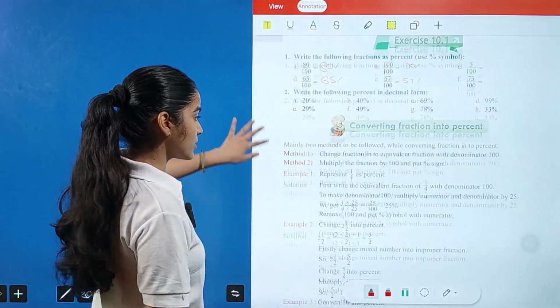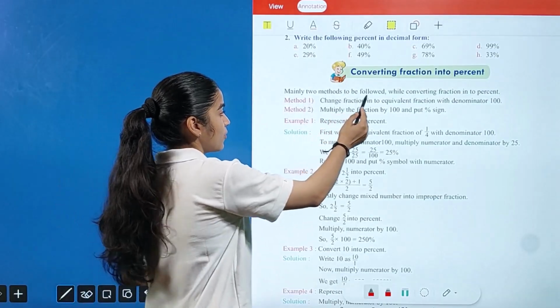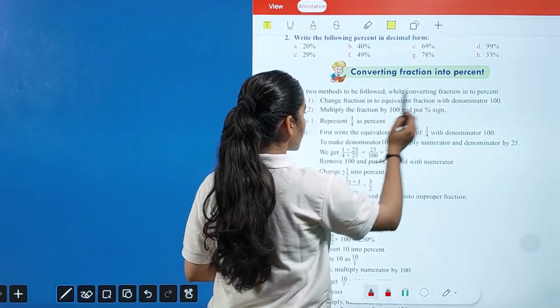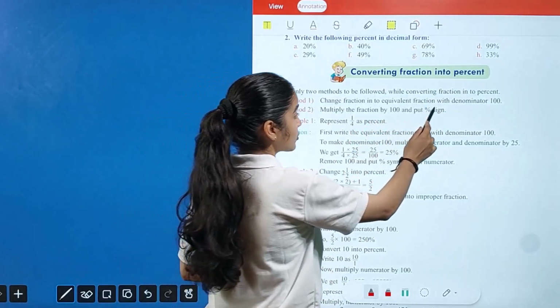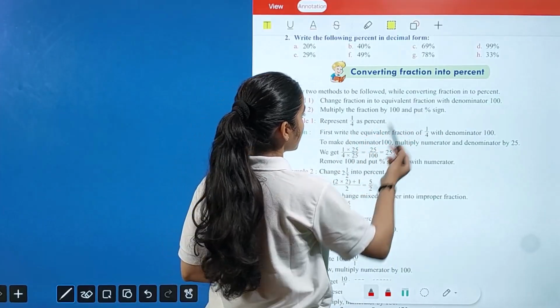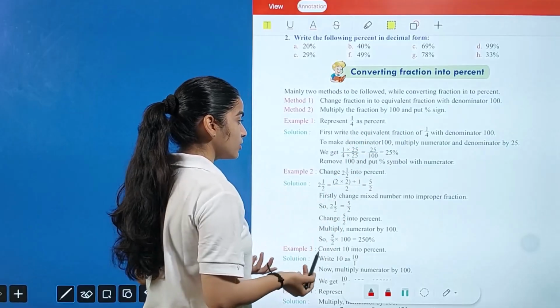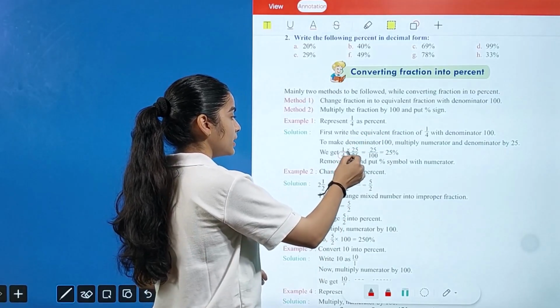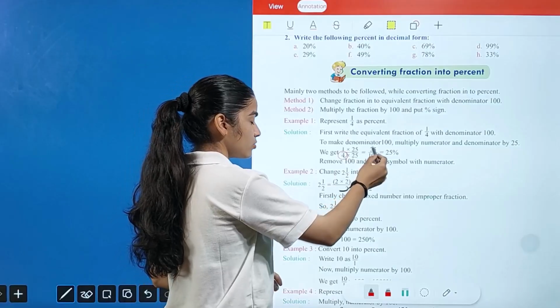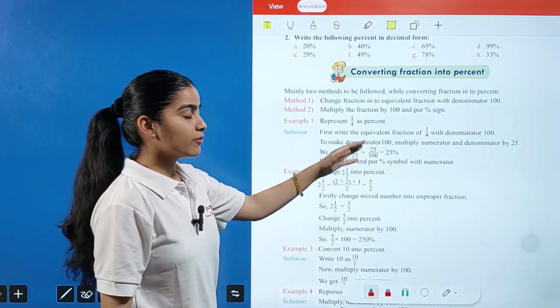Now we move forward to the second part, converting a fraction into percent. There are mainly two methods to be followed while converting a fraction into percent. First, change the fraction into an equivalent fraction with denominator 100. Second, multiply the fraction by 100 and put the percent sign. So represent 1 by 4 as a percent. First, you can multiply your denominator with a number so that your denominator becomes 100.